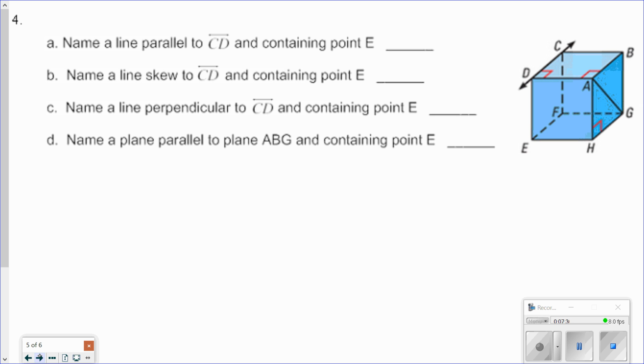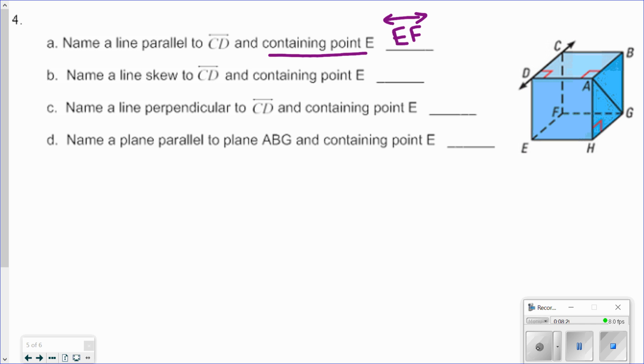All right, now we're going to get into our vocab about parallel, skew, and perpendicular lines, as well as parallel planes. So name a line parallel to CD containing point E. All right, well first let's find line CD, and line CD is right here. So we want to find a line that's parallel that includes point E. So there's only one line that would work here, and that line would be line EF. So line EF, don't forget to draw your little line above.